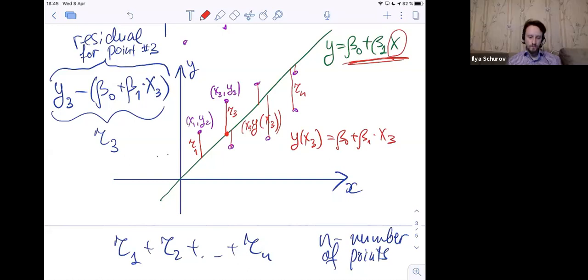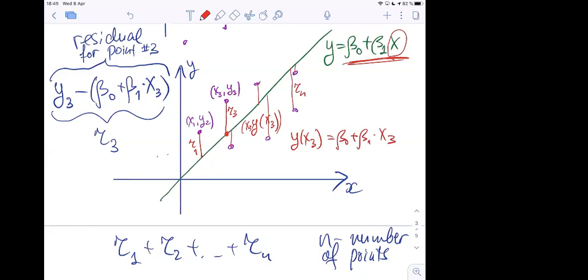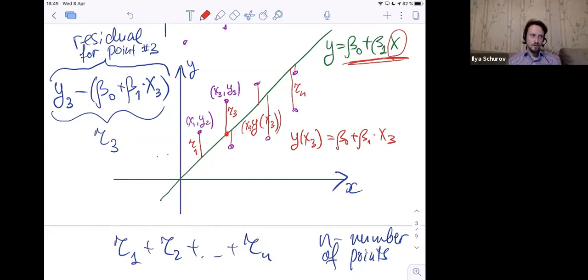Why? If you tweak beta 1 for this line just a little bit, make it a bit smaller, then maybe the residuals will stay the same in the sum. Because if you minimize the residual for one point, you increase it for the opposite point. It is in a sense possible, but in this case we have an even more serious problem.